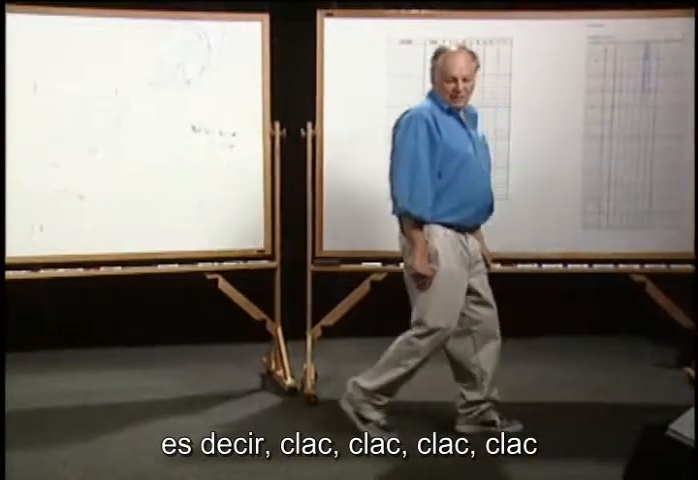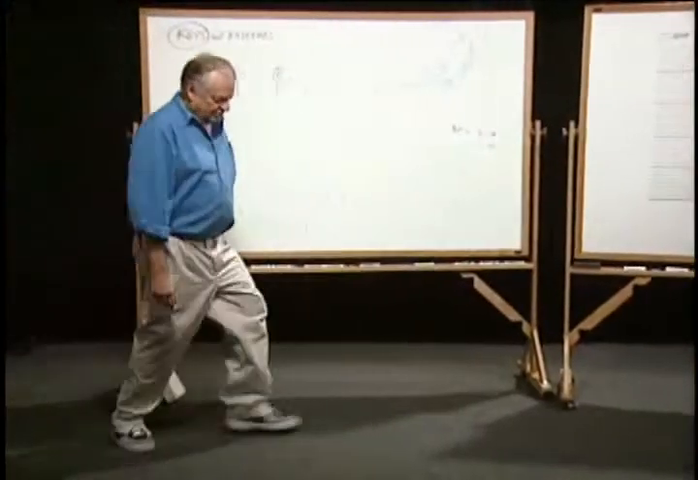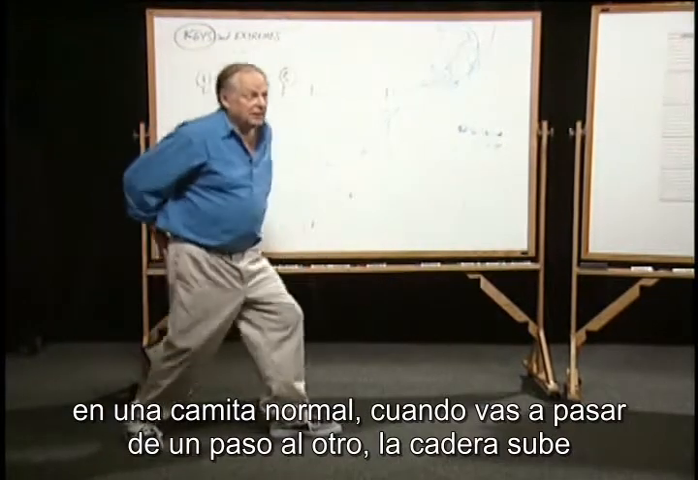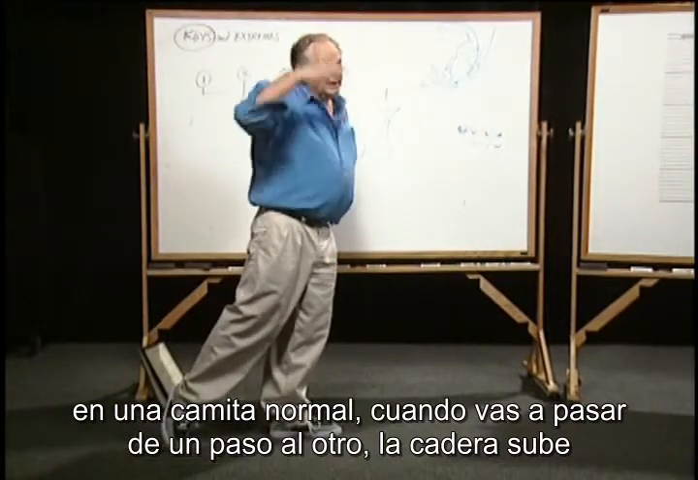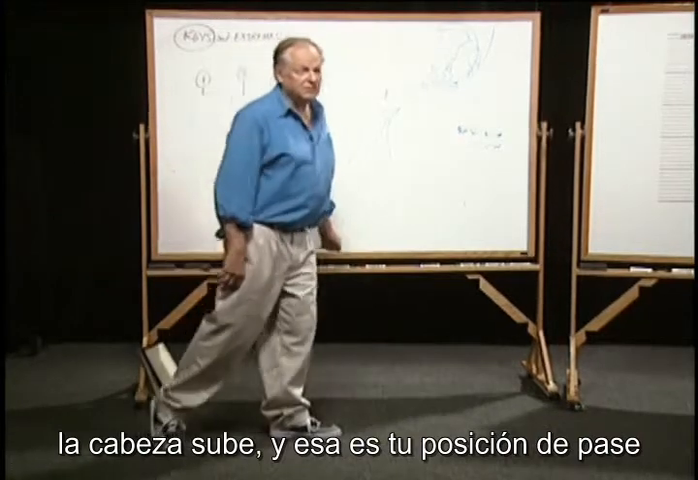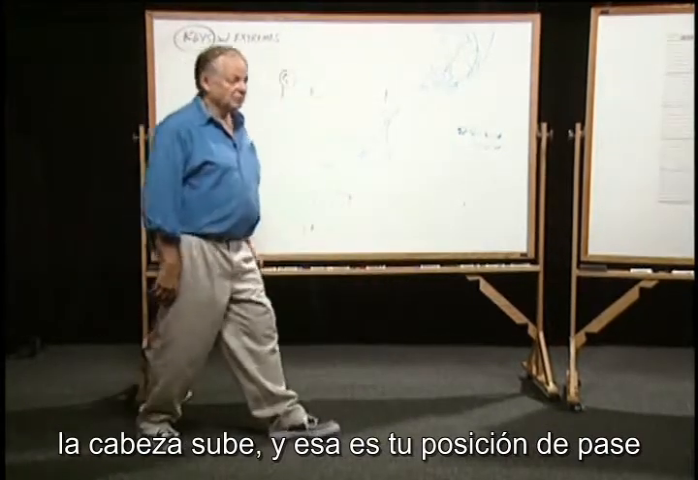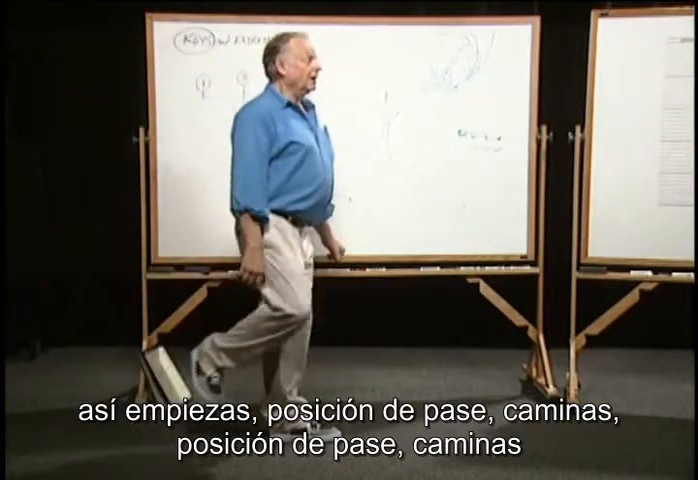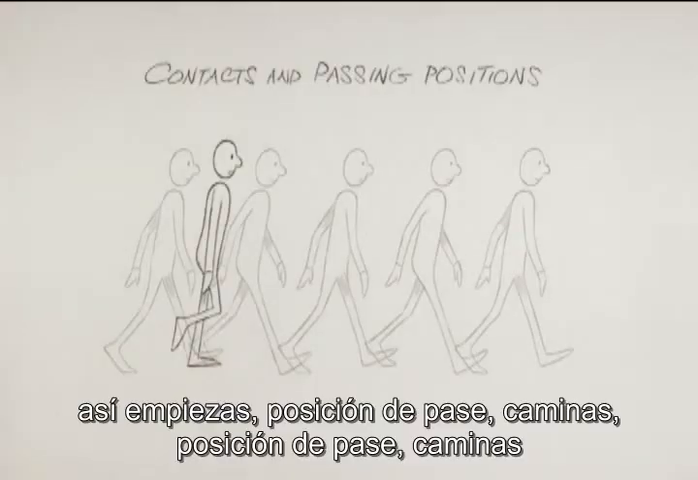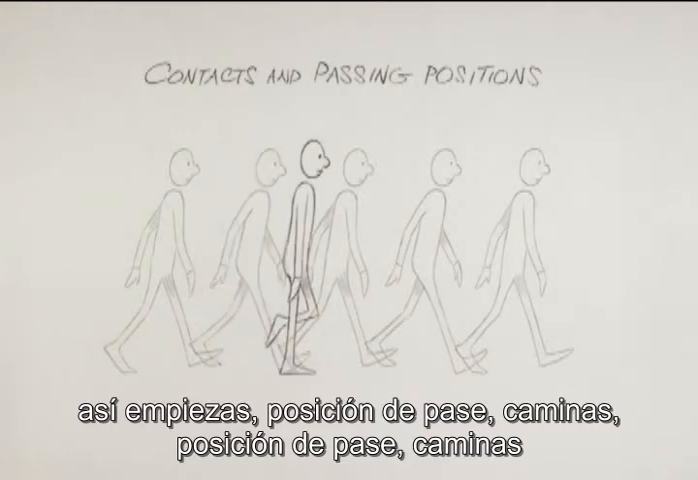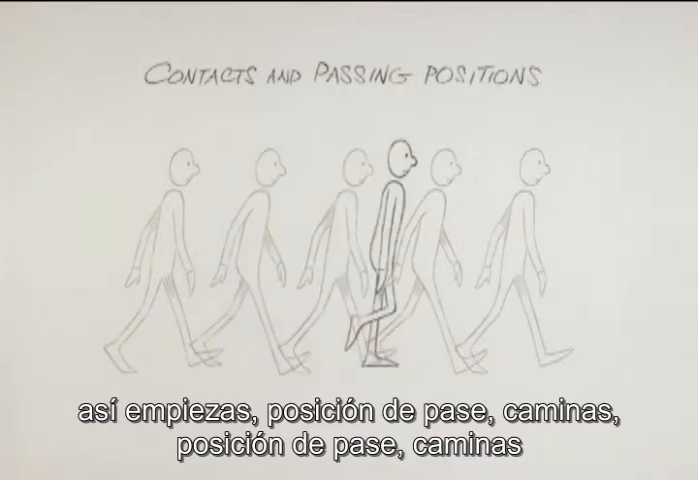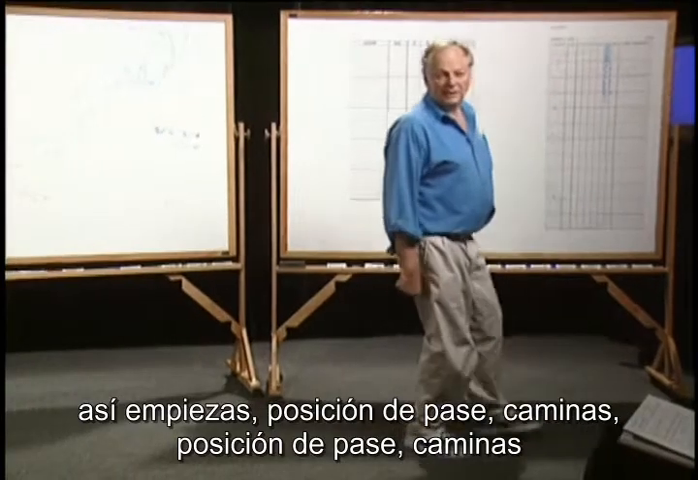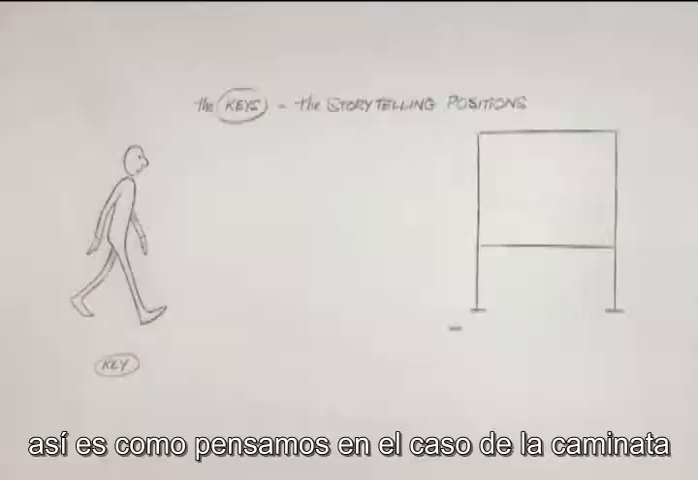They're all extremes. And the position in the middle on a normal walk, the hips go up and the head goes up on the passing position. Normally. So, drawing one, there's your passing position, smack in the middle, 2, passing position, 3, passing position, 4, passing position, 5. That's how we think of a walk.